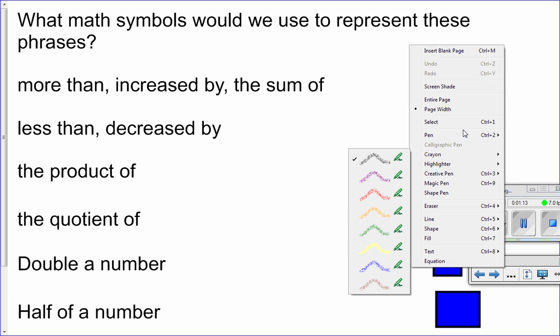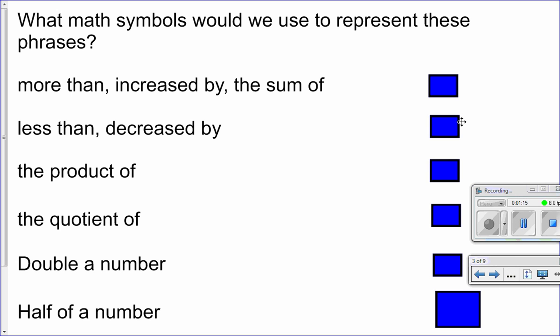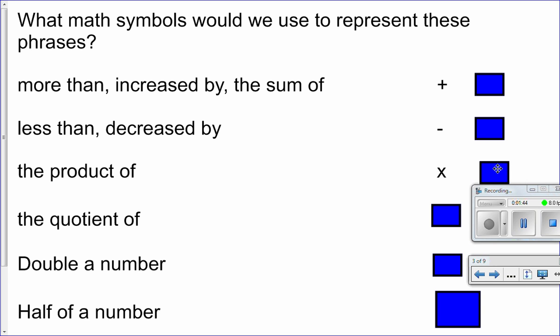Okay, let's see how we did. For phrases like more than, increased by, the sum of, we would use an addition symbol. For less than or decreased by, we would use the subtraction symbol. The product of means multiplication. The quotient of means division.